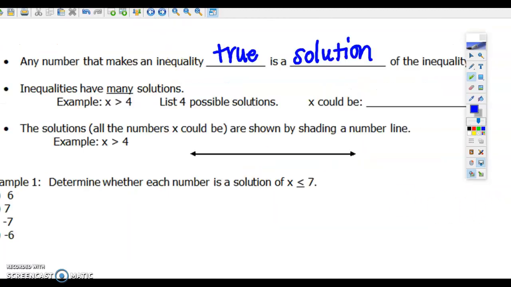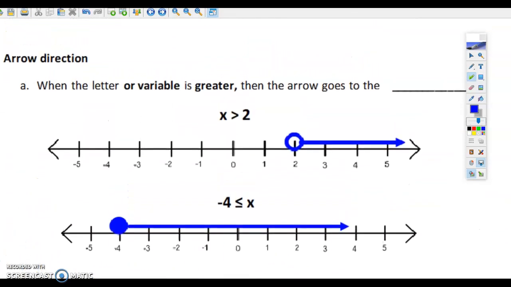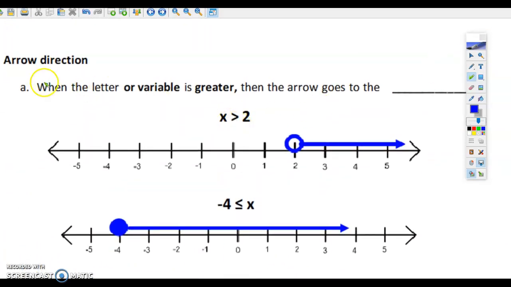All right, let's go to the second page. So we've got the direction of the arrow. When the letter or the variable is the greater side, it doesn't matter if it's on the right or the left side. If it's the bigger side, the arrow always goes to the right. In the first one, that's easy because the variable is on this side, but see how it's opened to that variable? So the arrow goes to the right because that always represents the bigger numbers, even when you're on the negative side of the number line.